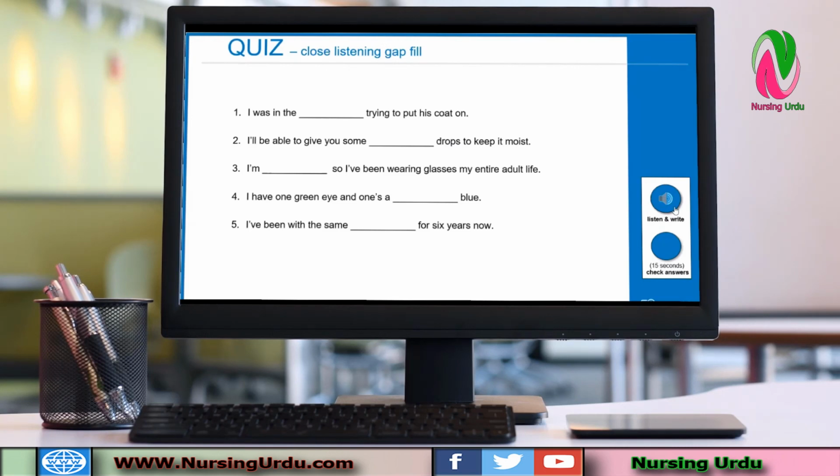1. I was in the park trying to put his coat on. 2. I'll be able to give you some lubricating drops to keep it moist. 3. I'm nearsighted, so I've been wearing glasses my entire adult life. 4. I have one green eye and one's a greyish blue. 5. I've been with the same optometrist for 6 years now.